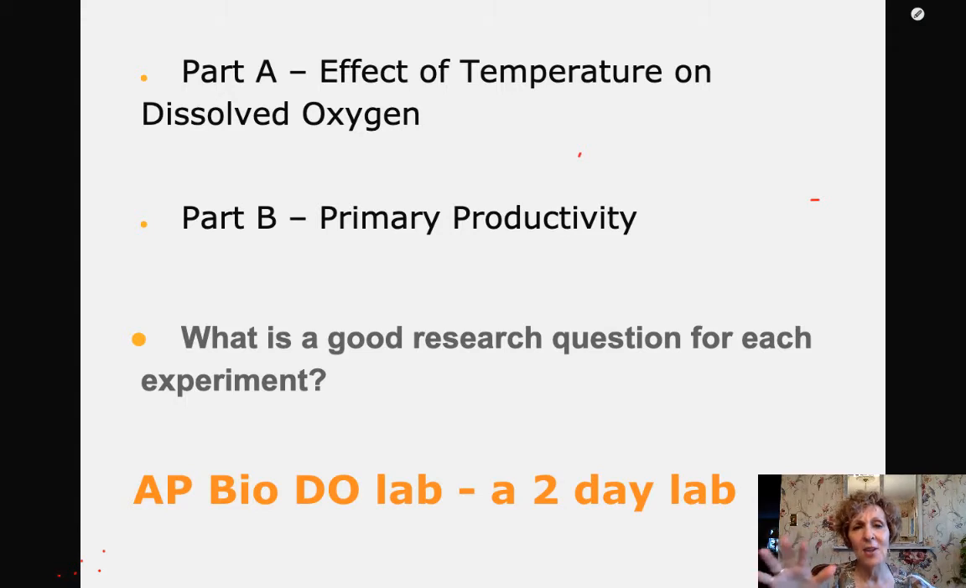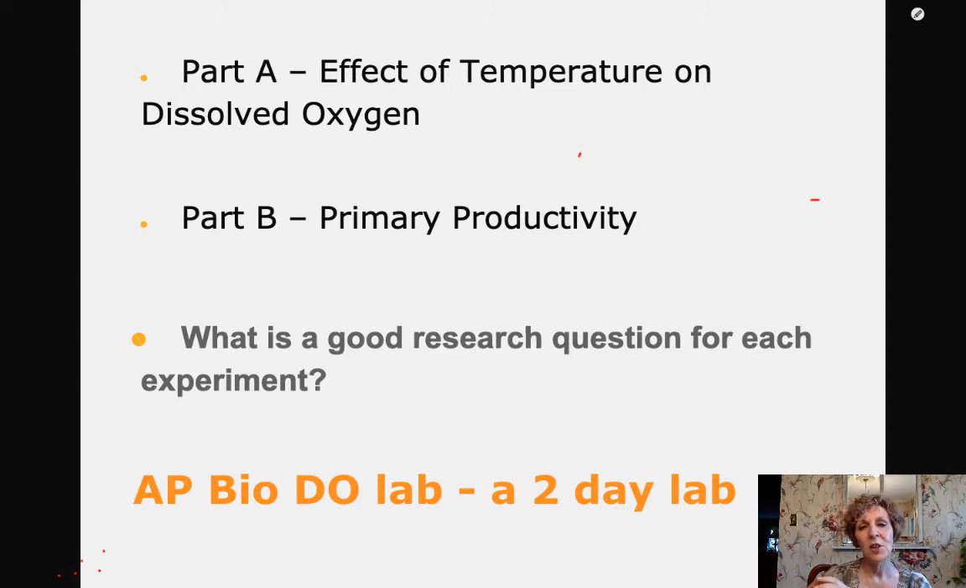So this lab actually has two parts, part A and part B. Part A, our experimental question is, what is the effect of temperature on dissolved oxygen? So we're literally going to have three big buckets of water. One is going to be warm water, one is going to be cold water, and one is going to be room temperature, and we're just going to measure dissolved oxygen. Then we set up part B.